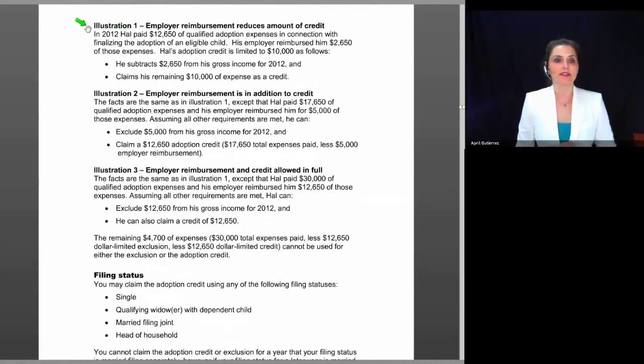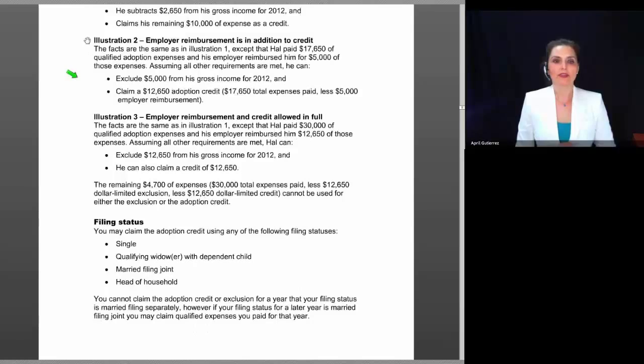And here are some illustrations. Employer reimbursement reduces the amount of the credit. In 2012, Hal paid $12,650 of qualified adoption expenses in connection with finalizing the adoption of an eligible child. His employer reimbursed him $2,650 of those expenses. His adoption credit will be limited to $10,000 as follows. He subtracts $2,650 from his gross income for 2012 and claims the remaining $10,000 as a credit.